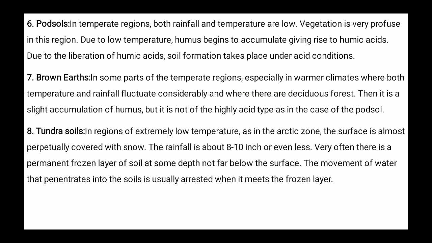Then another type of soil is the podzol soil. In the temperate region, both rainfall and temperature are low. Vegetation is very profuse in this region. Due to the low temperature, humus begins to accumulate, giving rise to humic acid. Due to the liberation of humic acid, soil formation takes place under these conditions.